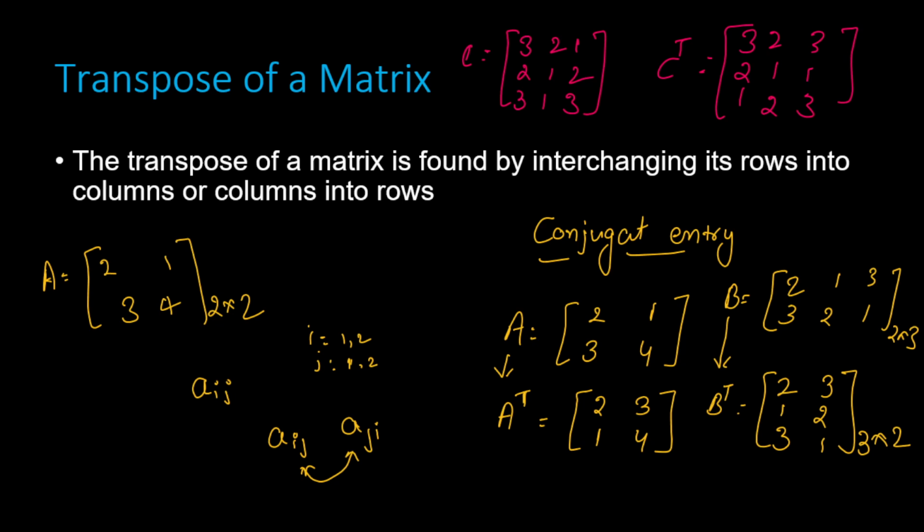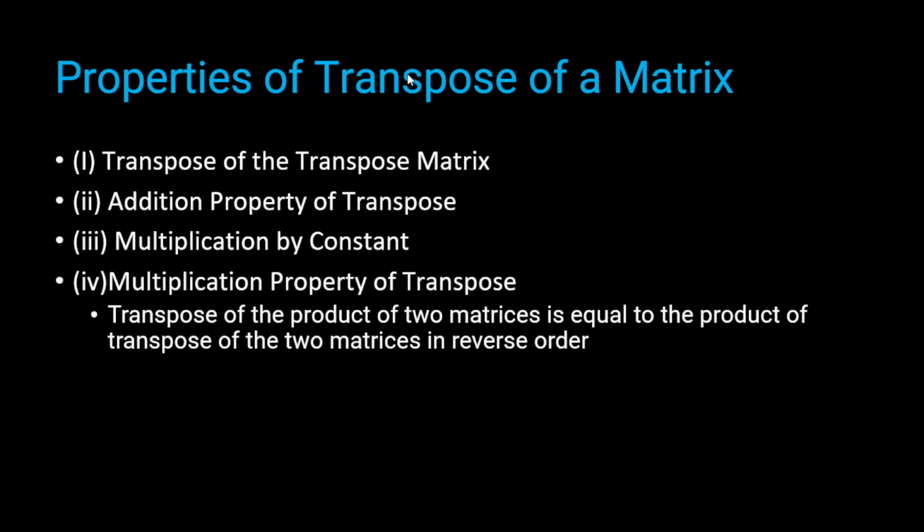Now let's move toward the properties of the transpose of a matrix. There are several properties which we have to keep in mind about the transpose. The first property is transpose of transpose of a matrix. What this means? A transpose is the transpose, and when we do transpose of this matrix, we will get A. If you can verify it, when we do transpose two times of a matrix A, then we will get the same thing.